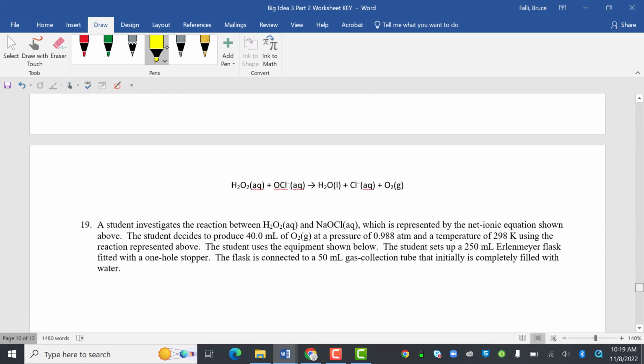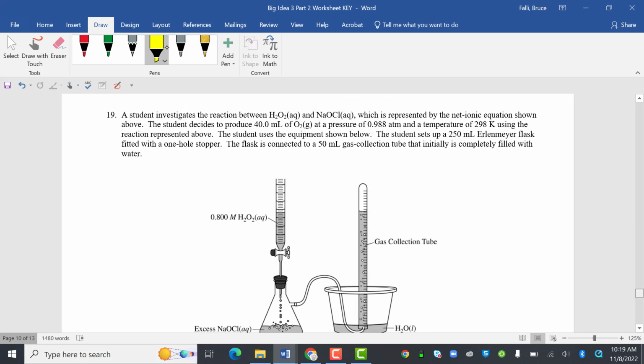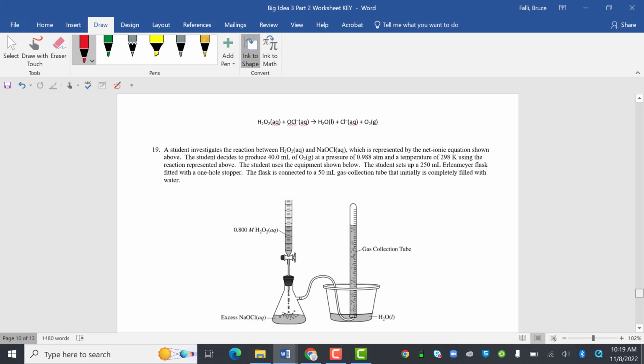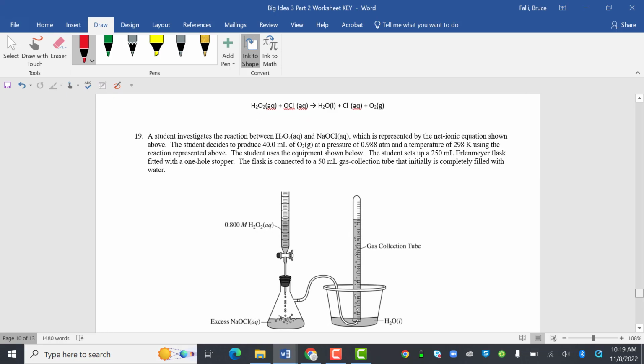All right. I thought that might have been the last one. Okay, so here we go. We got another one. Last one. H2O2 plus OH negative yields water plus O2. A student investigates the reaction, represented by the net ionic equation shown above. Notice how we got rid of Na because it's always soluble. The student decides to produce 40 milliliters of oxygen, so I'm going to put 0.040 liters.